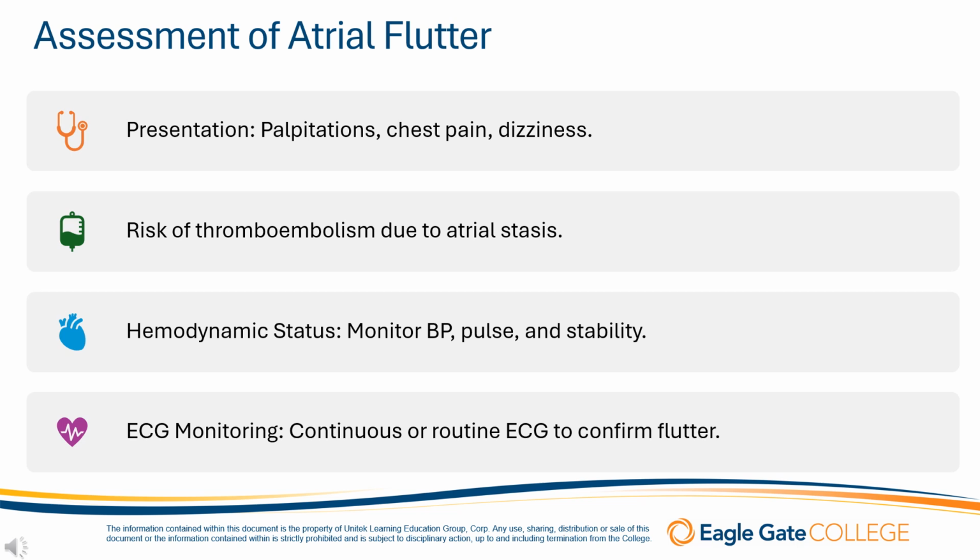Medications that we tend to use are beta blockers and calcium channel blockers to control heart rate, and antiarrhythmics to restore normal rhythm. To prevent thromboembolism, particularly in patients at high risk for stroke, we will use an anticoagulant. And cardioversion may be necessary for patients with severe symptoms or hemodynamic instability to restore normal sinus rhythm.